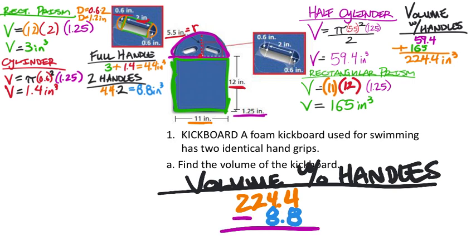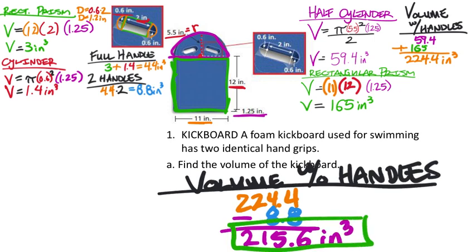So I can do that in the calculator. I know some of you can do that in your head, but right now I can't for some reason, and this is 215.6 cubic inches. And that would be the volume of this foam board where there's those 2 holes punched out of it for the handles.